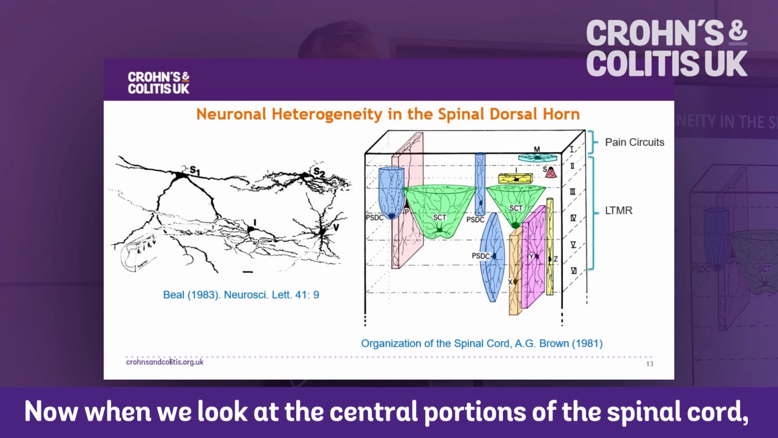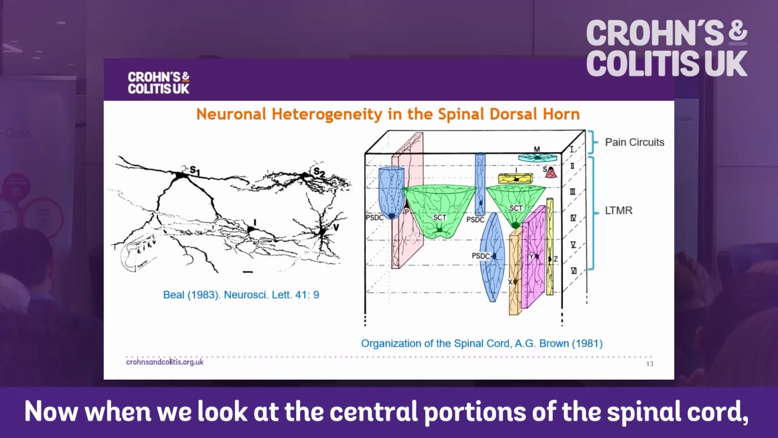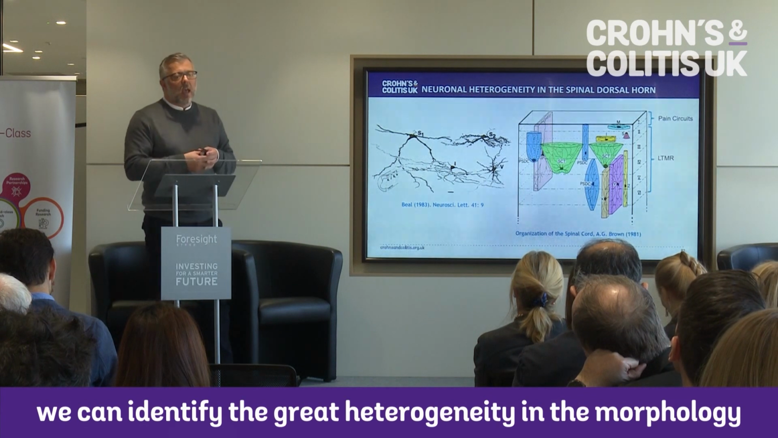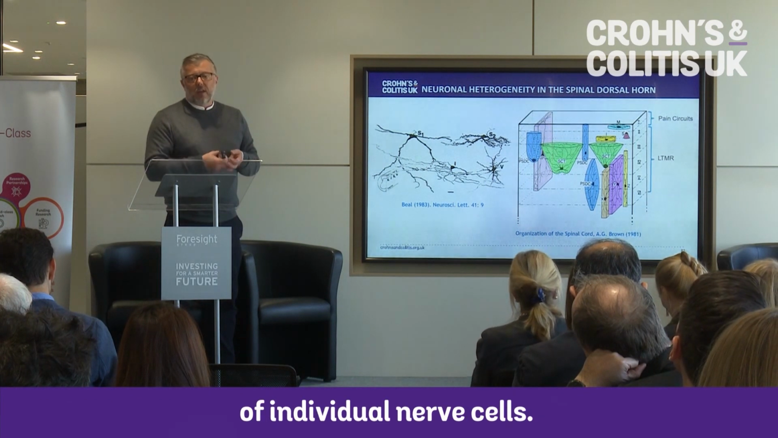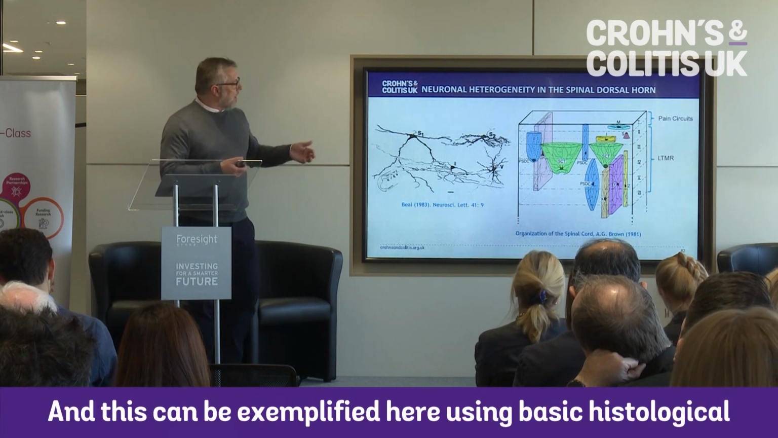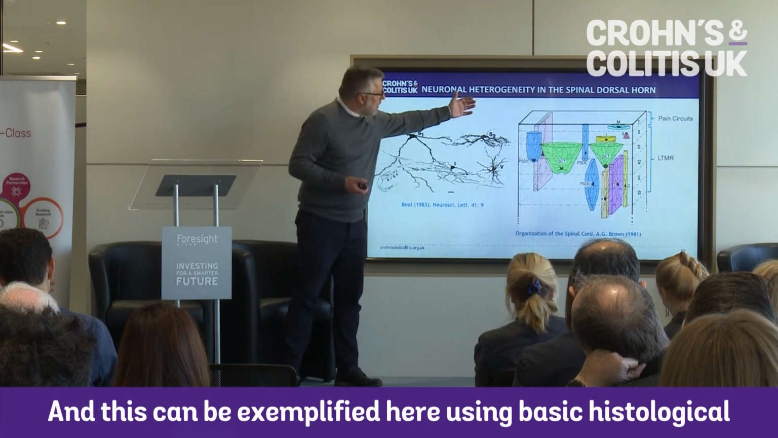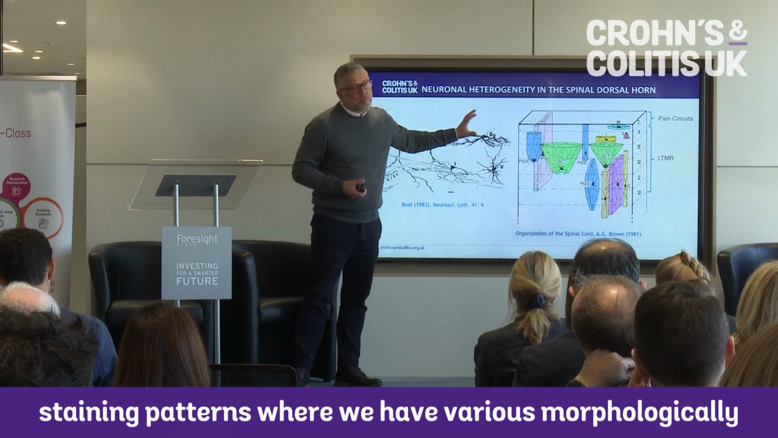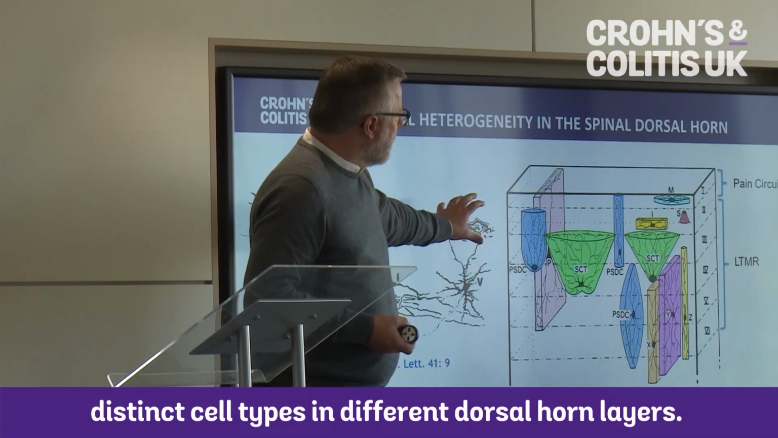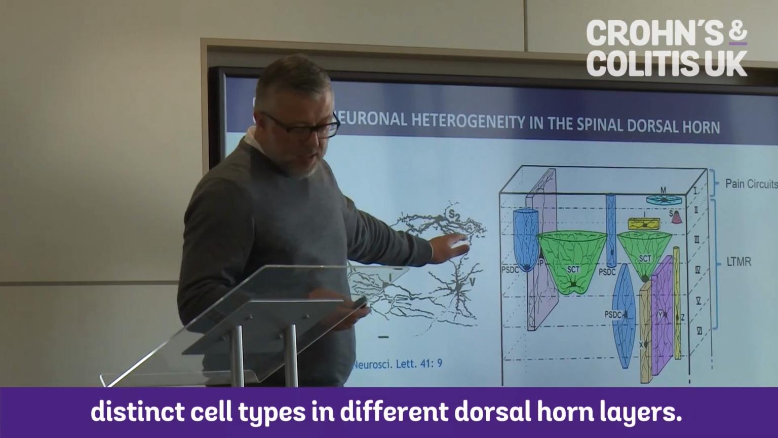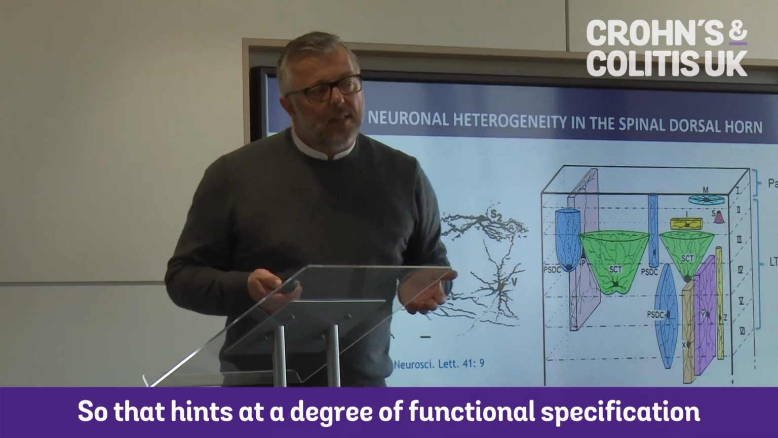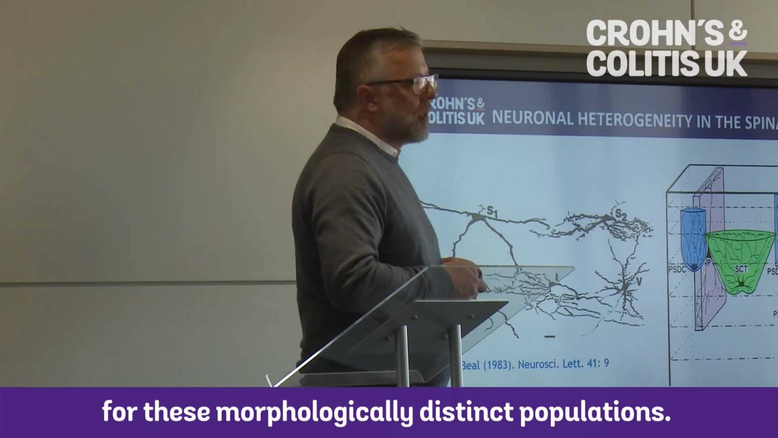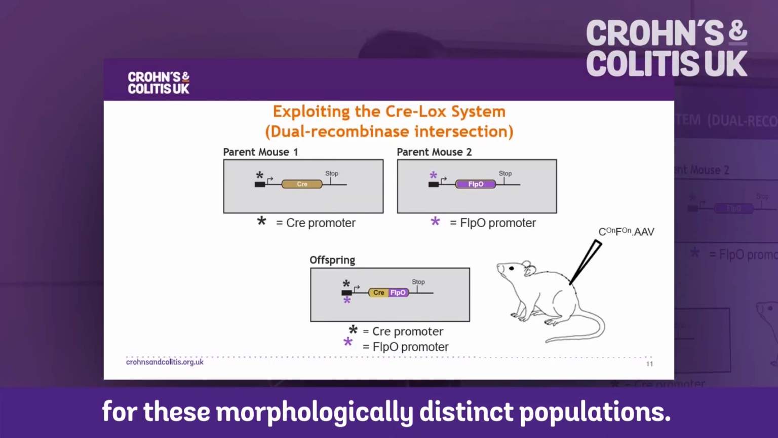Now, when we look in the central portions of the spinal cord, we can identify the great heterogeneity in the morphology of individual nerve cells. This can be exemplified here using basic histological staining patterns, where we have various morphologically distinct cell types in different dorsal horn layers. That hints at a degree of functional specification for these morphologically distinct populations.